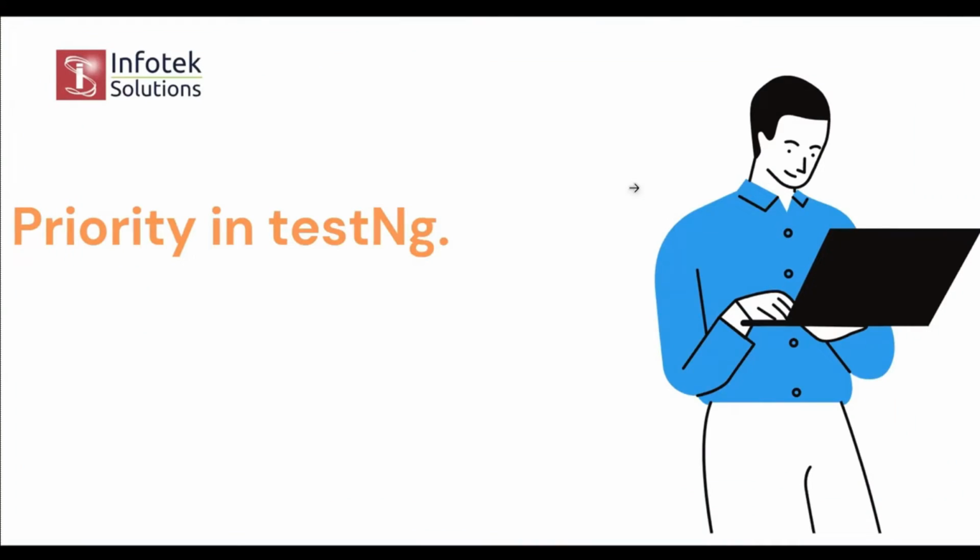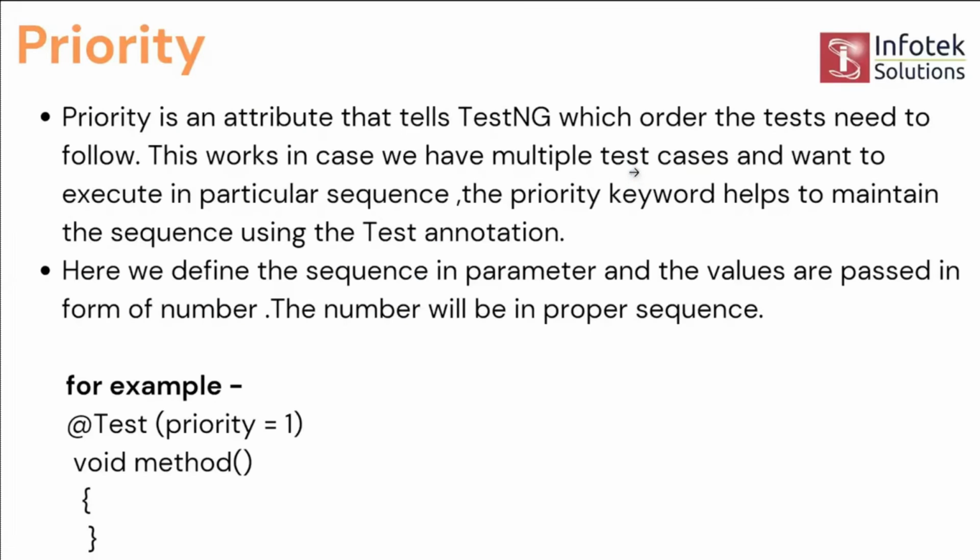So till now we have seen how the test annotations are working and how the test cases are executing. Now here, priority is one of the important concepts that helps to set the priority of the test cases. Now how that works, we'll see. So first let's understand the definition of priority. Priority is an attribute that tells TestNG in which order the tests need to be executed. This works in case we have multiple test cases and you want to execute them in a particular sequence. So this priority keyword helps to maintain the sequence using test annotations.